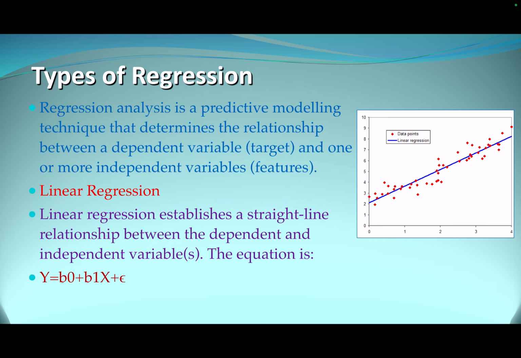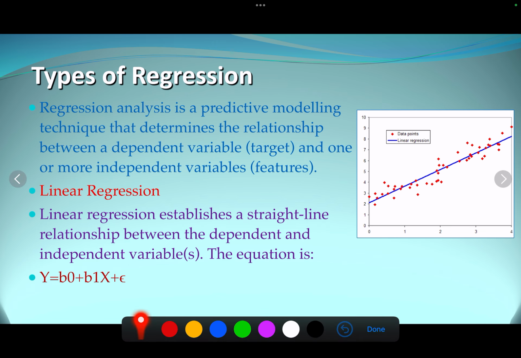For example, we can have linear regression. As I said, regression is a predictive modeling technique, and basically what it does is determine the relationship between the dependent variable and one or more independent variables. The dependent variable is called the target variable, and independent variables are called the features. In linear regression, we can establish a straight line relationship between the dependent and independent variable.